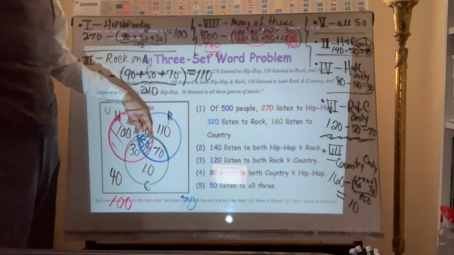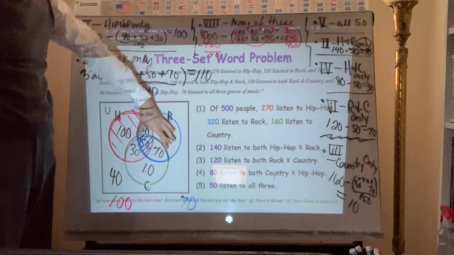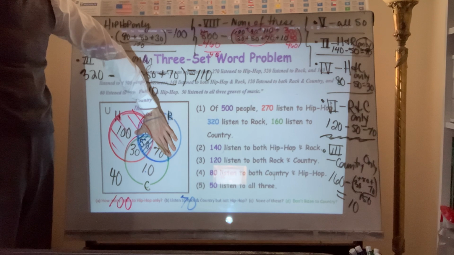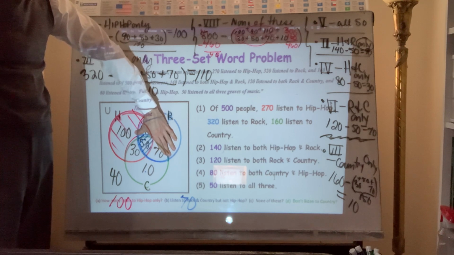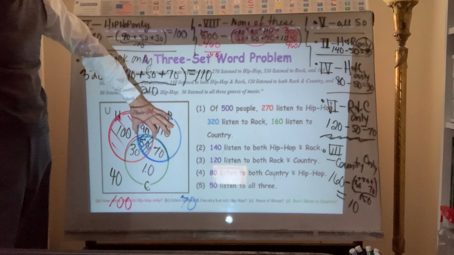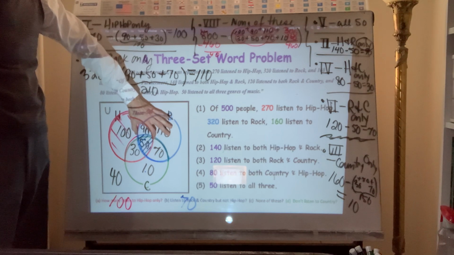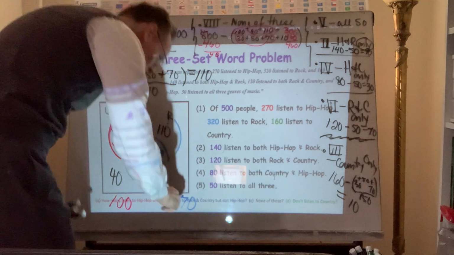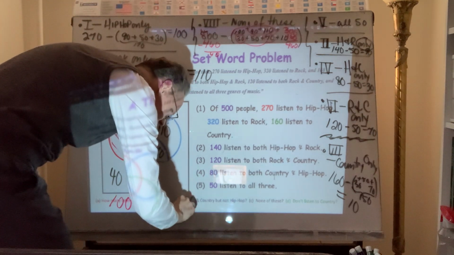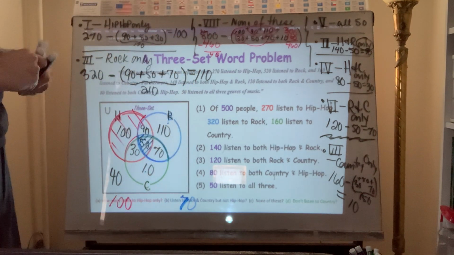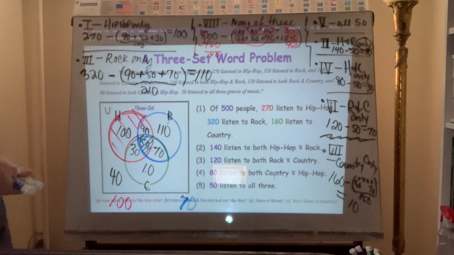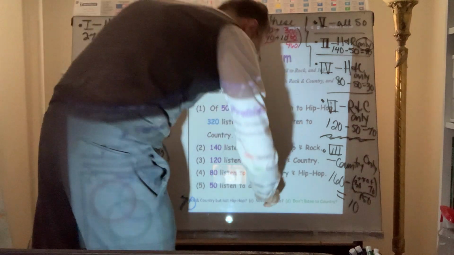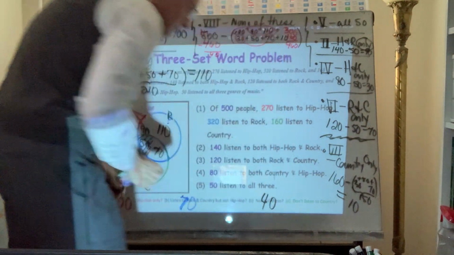The intersection of rock and country is this entire biscuit shape. But if you're going to go further to say, but not hip hop, you'd have to get rid of the overlapping of all three, which is 50 in this case. That leaves you with just 70. Let's see. None of these we already kind of answered anyway. None of these is simply the balance of 40 outside all three circles.